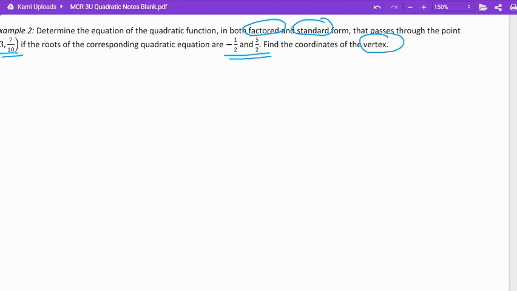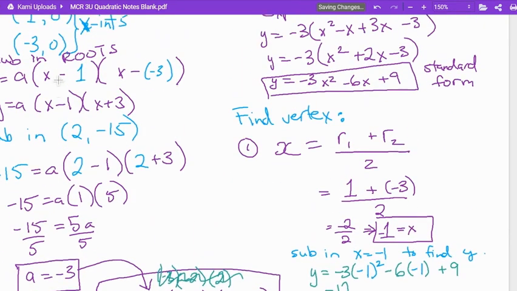So step 1 is to write down the information that I have. I have a point, (3, 7/10). I'm also given my roots. Root 1 is -1/2. Root 2 is 5/2. So this is what I'm given. As I did in the last question, the first step is going to be to find the equation in factored form.